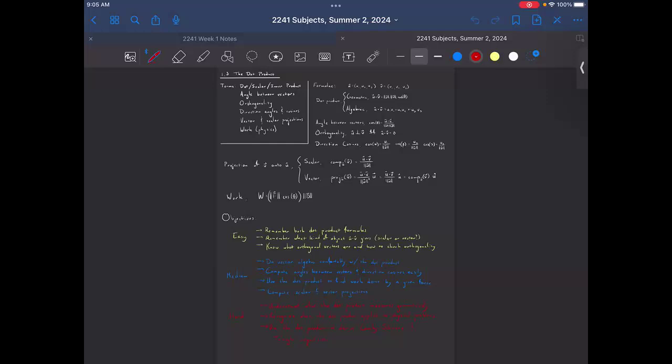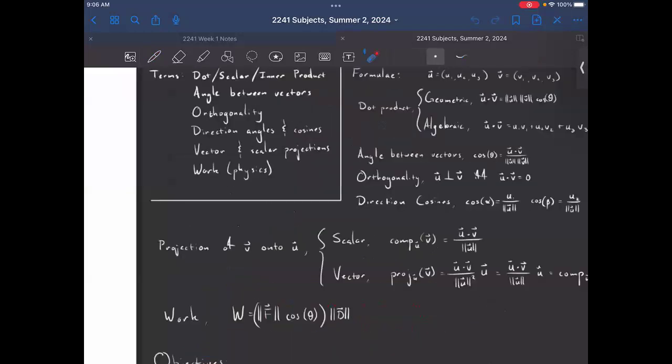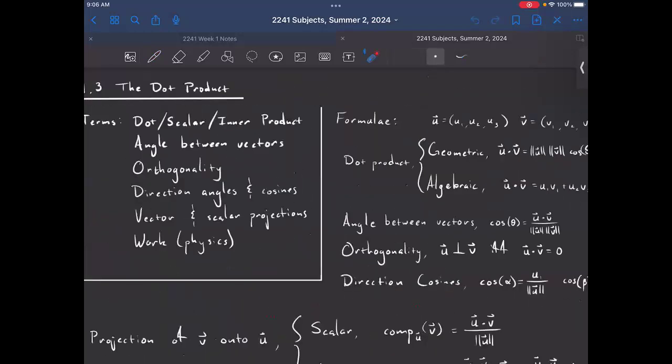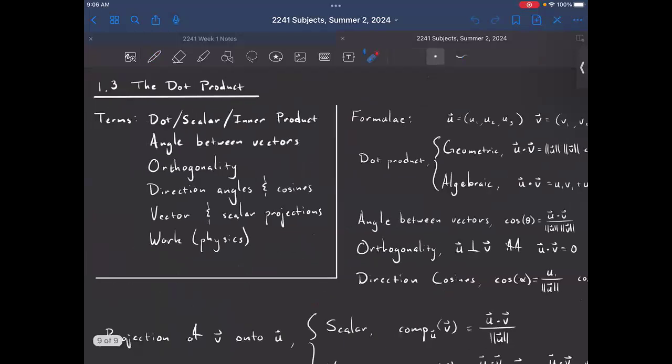Today we're going to talk about the dot product of vectors. And so as you can see, we have our terms, formulas, and objectives all laid out here as usual. And let's see what the first section, the terms, says. So the dot product is a way of multiplying vectors. And in order to understand that, we are going to go through these terms.